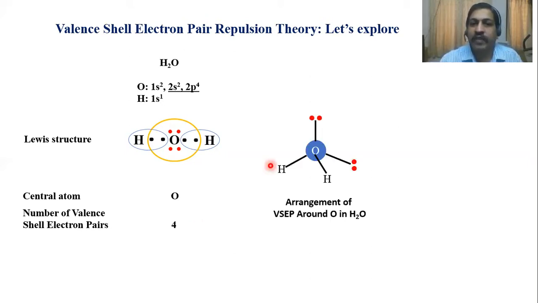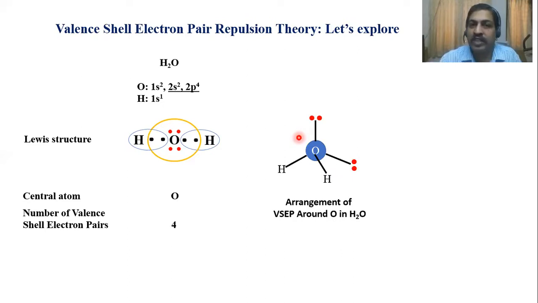Here the line between oxygen atom and hydrogen atom represents the shared electron pair or the bond electron pair. The line also shows the direction in which the bond or the bond electron pair is oriented. Now the line between the oxygen nucleus and the lone electron pair shows the direction in which the lone electron pair is oriented. So this is the arrangement of valence shell electron pairs around oxygen atom in water molecule.